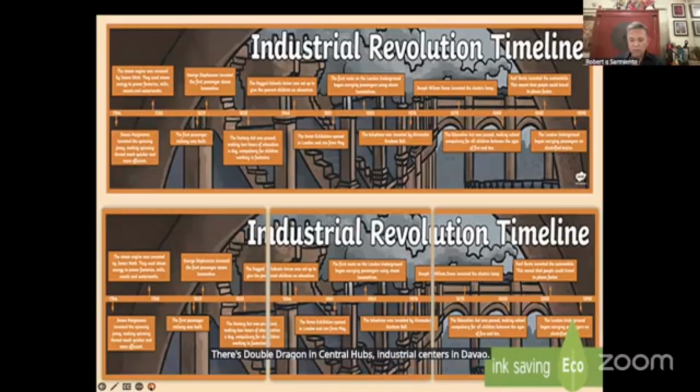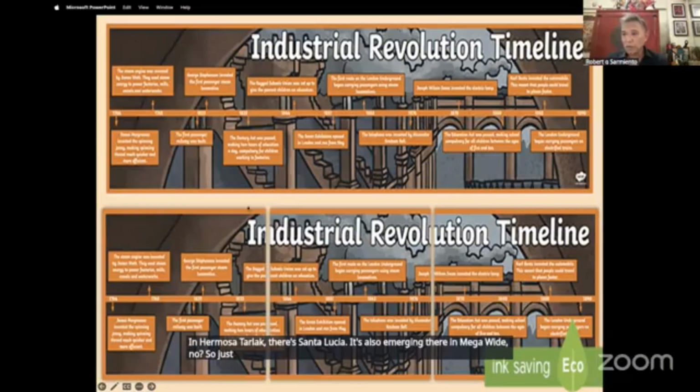Okay, there's First Philippine Industrial Park. It's a joint venture between First Philippine Holdings of the Lopezes and the Sumitomo Group. There's Cavite Economic Zone, which is developed and managed by PEZA. There's Hermosa Eco Zone by Science Park of the Philippines in Hermosa, Tarlac. There's Santa Lucia that's also emerging there in Megawide. So just a few of those players that are really getting into the scene.